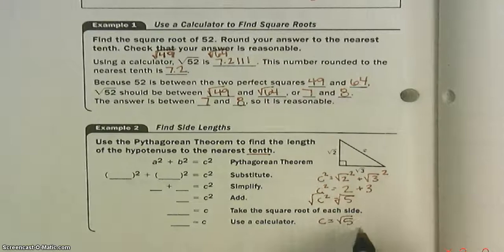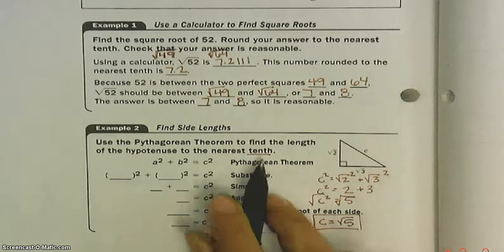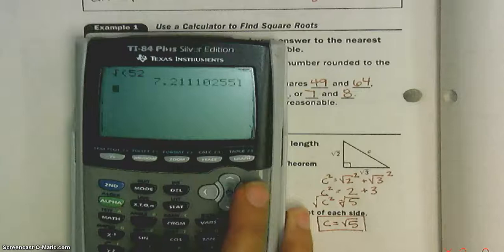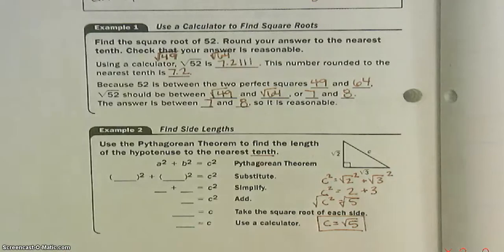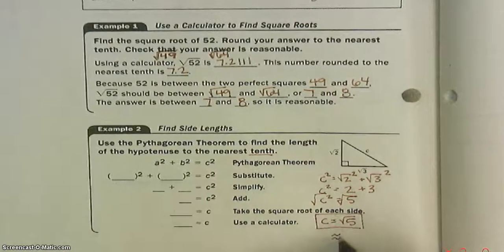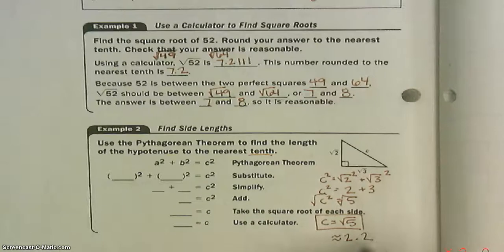Now that's how I would like to leave the answer. But they said round to the nearest tenth, so we put that in our calculator. We get 2.2, which is approximately 2.2.